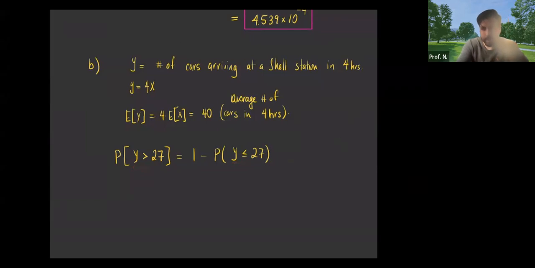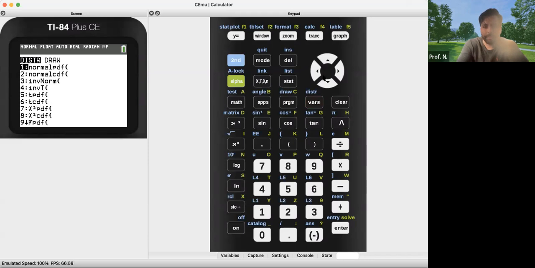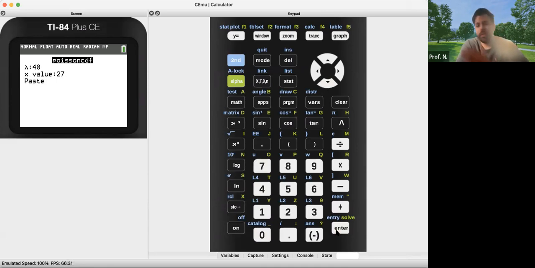So when you compute that now using your calculator, you go back to second vars, use the Poisson CDF, and your expected value is no longer 10 because we're not dealing with per hour, we're dealing with every 4 hours, so it's 40 instead, and the x value is 27. And so the idea is that we're computing all the probabilities when x equals 0 all the way until x equals 27, which indicates the number of arrivals at the station. Could be 0, could be 1, all the way to 27.